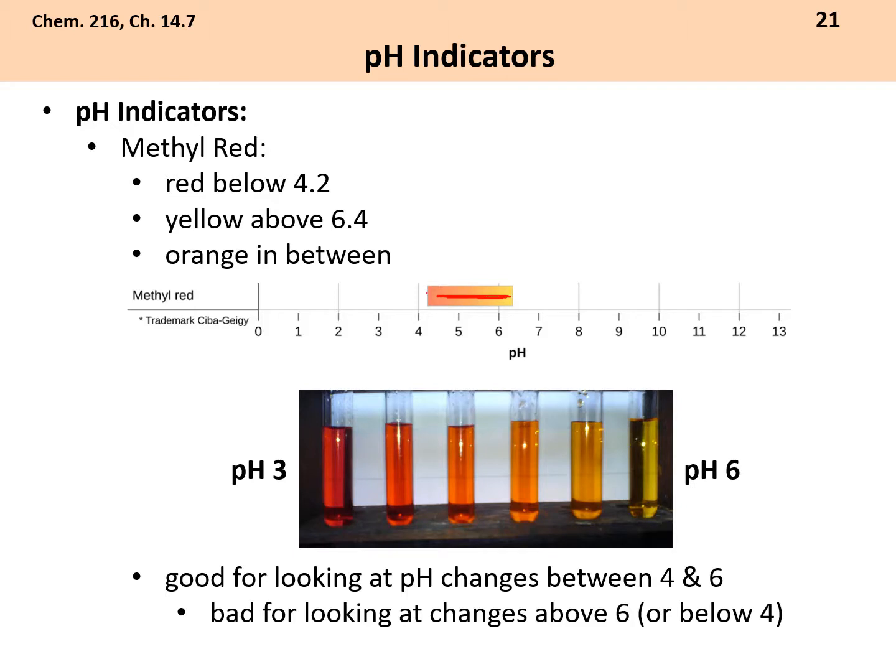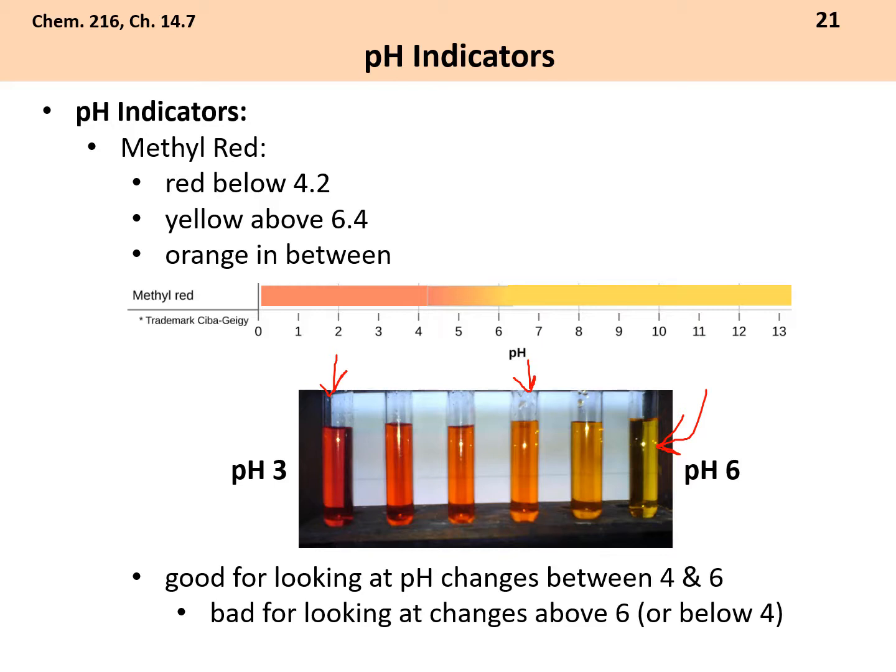What that means is anything below this 4.2, it's going to stay red, like here. Anything above this, it stays yellow, like here. And then in between, it's halfway to red, halfway to yellow, so it's orange. Now, this indicator, methyl red, actually looks something like this. We're just showing on that chart the place where it changes. But in reality, it has a different color based on pH.